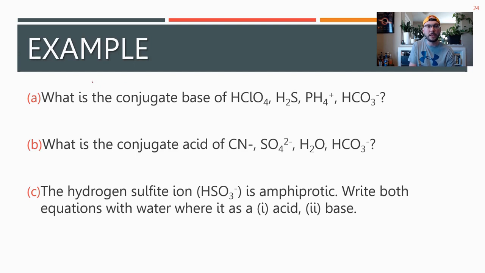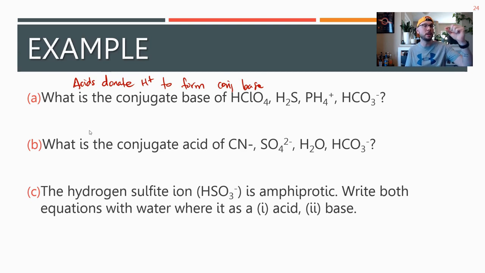So the conjugate base: acids donate H+ to form conjugate base. So all we're doing here is taking one of those hydrogens off and then dropping the charge, right? So hydrogen is a +1, so we're going to lower the charge. If it's neutral, it goes negative. If it's positive, it goes down 1. If it's negative, it goes down further.